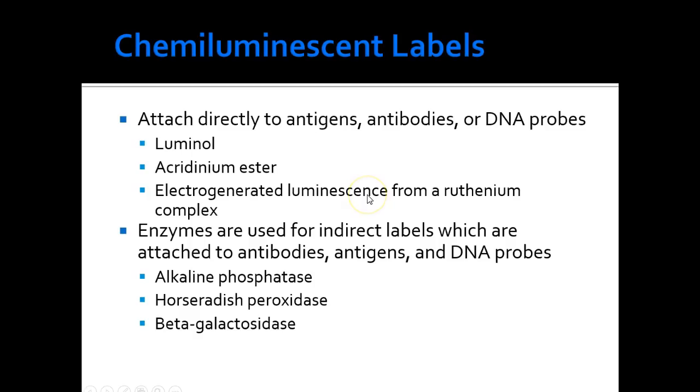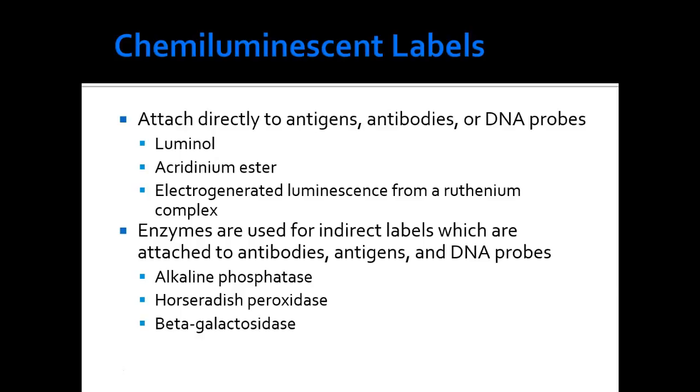All right, so we do have some of those labels. You saw those little antigens that had the little labels attached to them. What they usually use is a luminol, acridinium ester, something like that. And the enzymes that are used for the indirect labels are usually alkaline phosphatase, horseradish peroxidase, or beta-galactosidase.